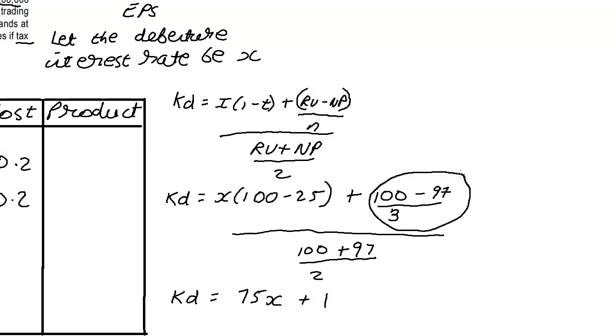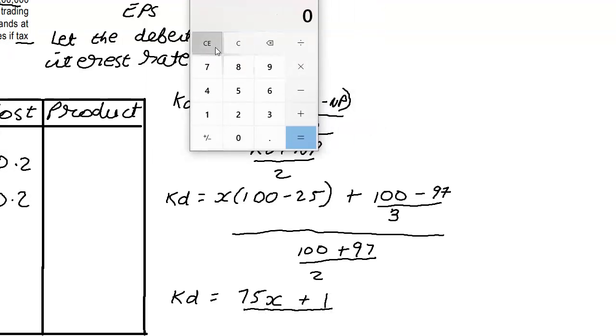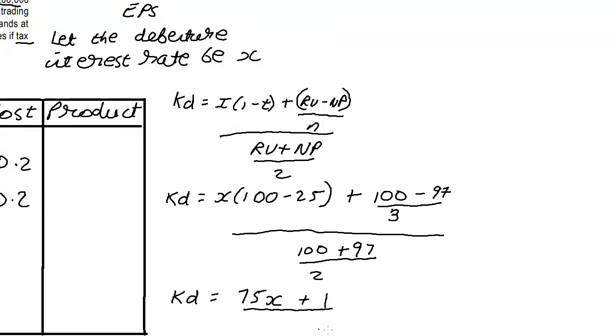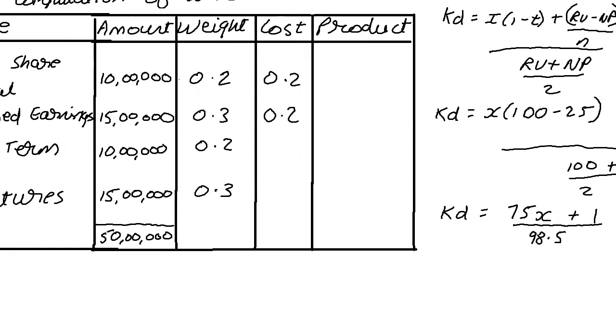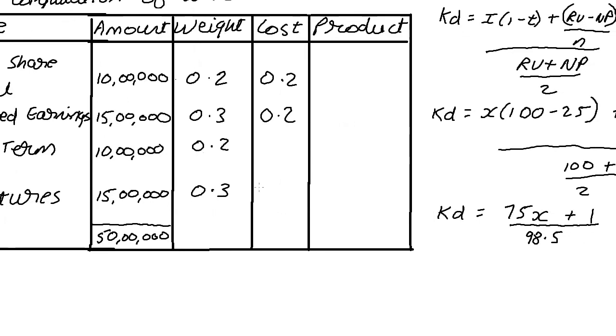Simply solve this on your calculator using BODMAS. So 100 minus 97 is 3. 3 upon 3 is 1. 100 plus 97, I'm going to do this on the calculator and then directly divide it by 2. So I'm starting with 100 plus 97, which gives me this number, divided by 2, which gives me 98.5. Now, going forward, we've got ourselves 75x plus 1 upon 98.5, and that's as good as it gets as far as our debenture cost is concerned. So we're going to put this number directly in just like that, 75x plus 1 upon 98.5.